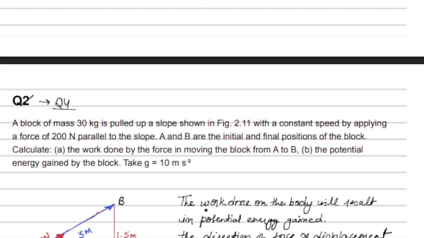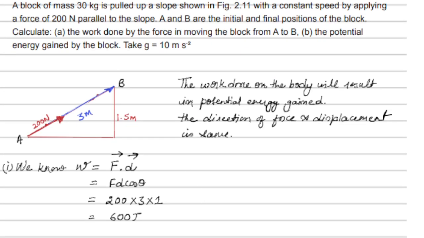Let's go next. This is question number 4 actually, not 2. A block of mass 30 kg is pulled up a slope as shown in the figure. I am showing it by just a point mass, not a box, so that we understand better where the displacement is and where the force is. It is pulled with a constant speed by applying a force of 200 Newton, parallel to the slope. 200 Newton is this red arrow.